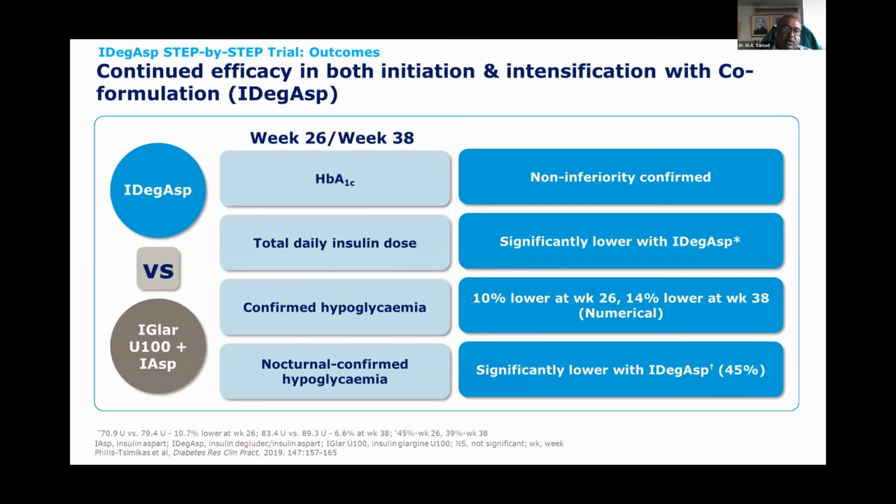If you compare insulin glargine and insulin aspart with insulin degludec and aspart, regarding hemoglobin A1C, this is non-inferiority. That it is non-inferiority is confirmed. The insulin dose is significantly lower with IDegAsp. That means you require a lesser dose of insulin, and there is a 10% lower risk of confirmed hypoglycemia. And nocturnal hypoglycemia is also significantly lower.